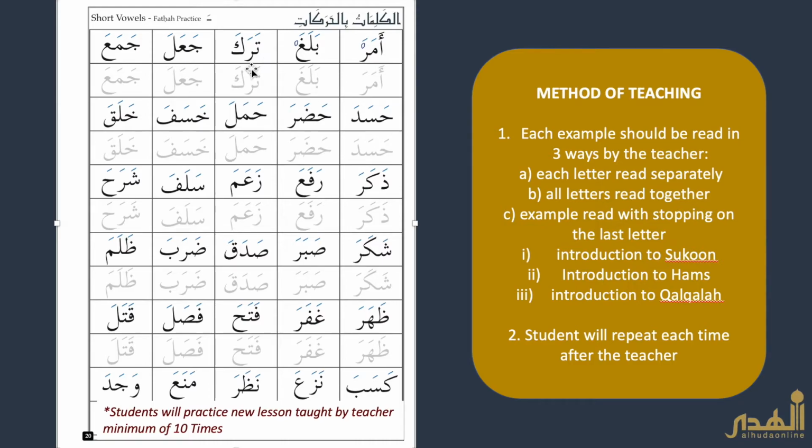Now let's move to the next one, where they're going to be learning a new concept as well, and that is, inshallah, when we're stopping. So again, ta, ra, ka, ta, ra, ka. The second way is all together, ta, ra, ka. And then the student will also recite after you, ta, ra, ka. And then when you're stopping, you will let the student know to make sure you are applying the hams on the ka. So you will say, ta, ra, k, because there's going to be a sukoon on the kaf.